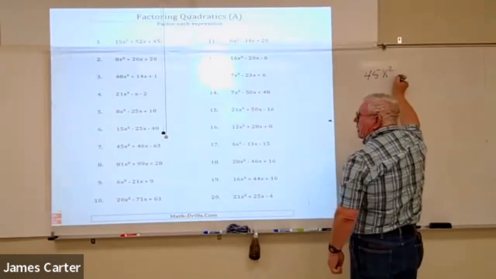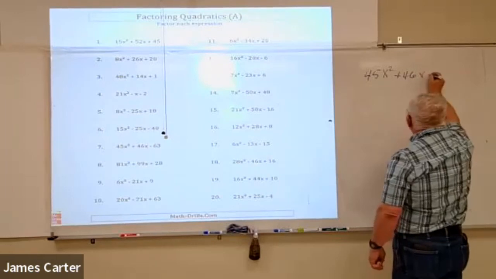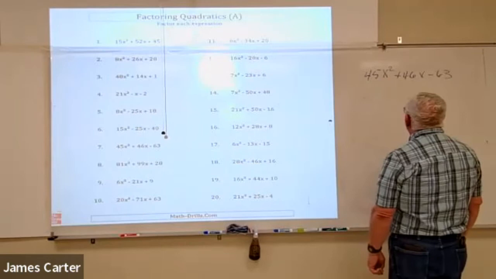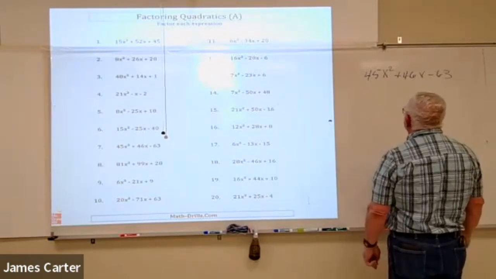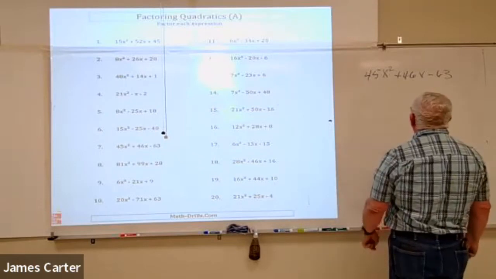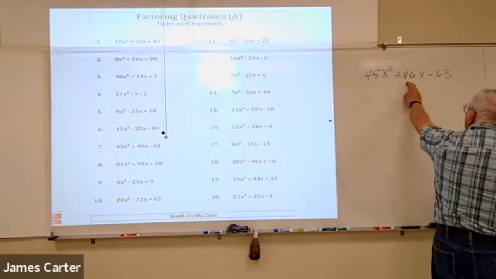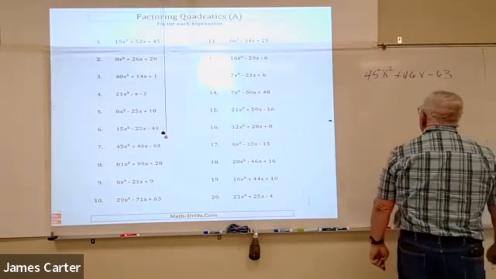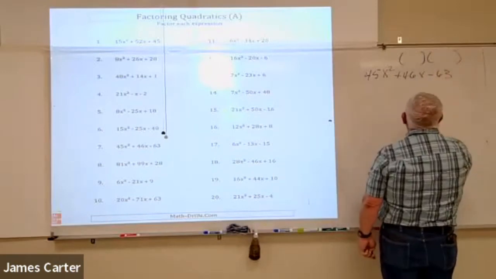45x squared plus 46x minus 63. Well, does anything go into all three of those first? 45 is 3, 3, 5. 46 is just 23 times 2. And 63 is 9 times 7. So nothing will go into all of them. You really do need to consider stuff like that.